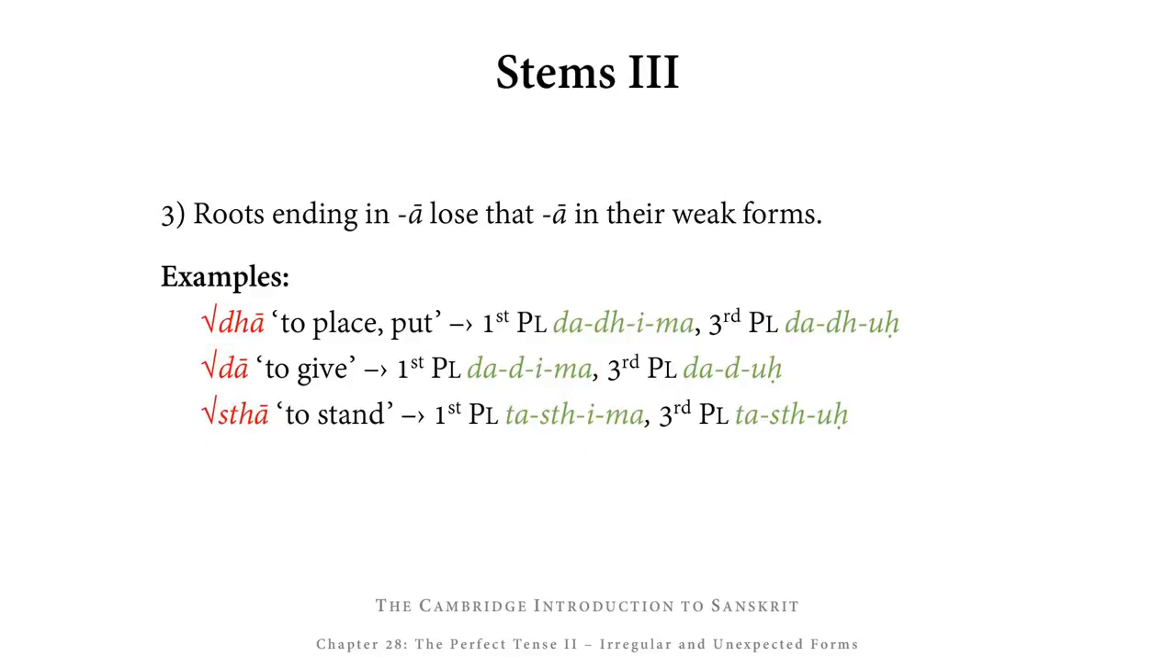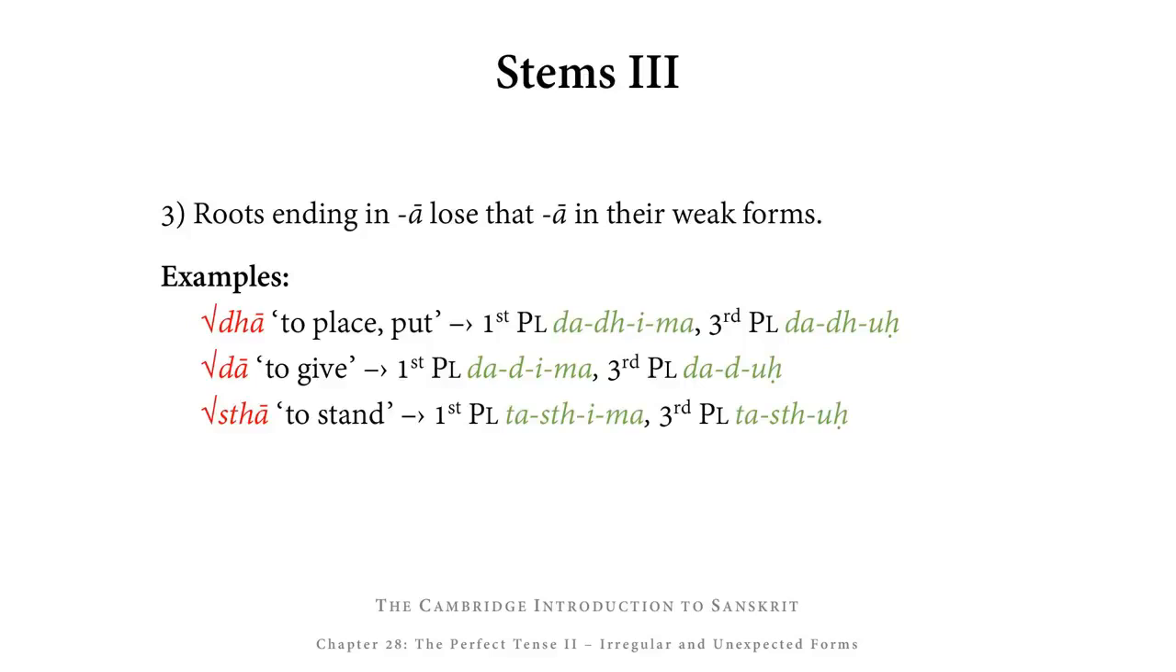Thirdly, verbal roots that end in ā lose that ā in the weak perfect stem. So, for example, from dhā, to place, to put, we have a strong stem dadhā, but a weak stem dadh. Of this form dadh, we find, for example, a first plural dadhima.